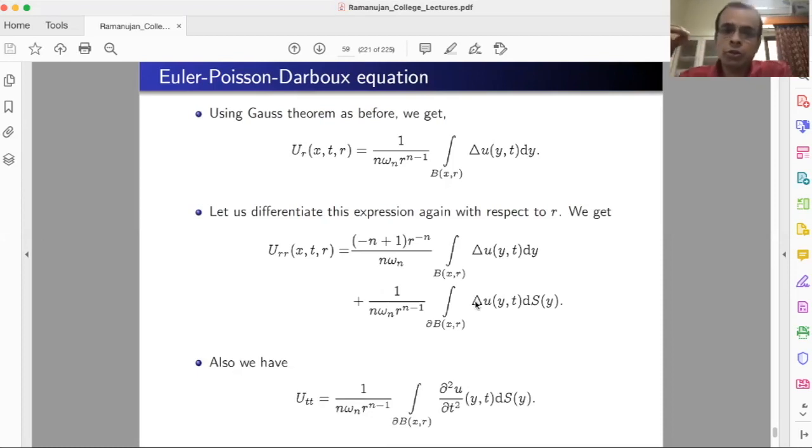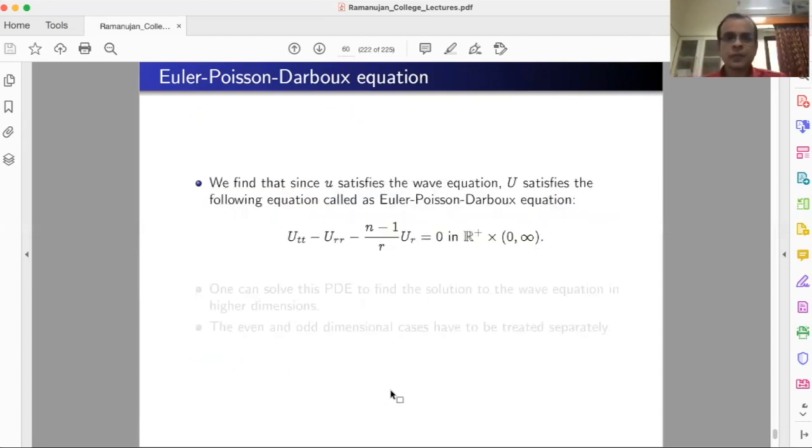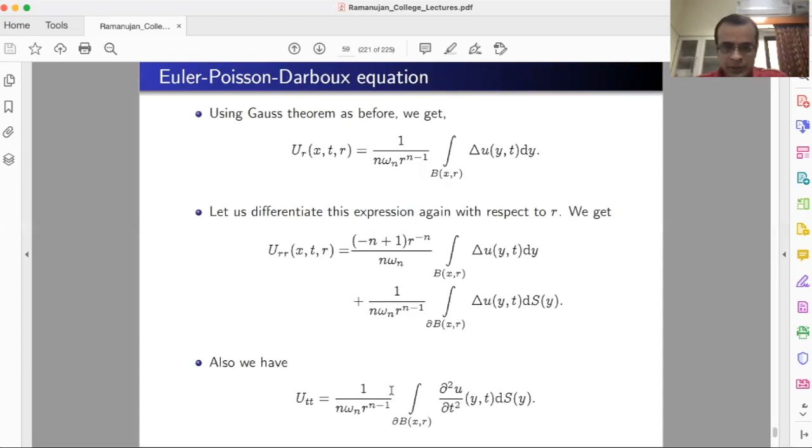Now as I told you, the definition of this big U, T is only a parameter. Therefore, when I consider U_tt, I can just take the differentiation with respect to t inside. So I get exactly d squared U dt squared of y comma t dS of y, times 1 over n omega n r to the n minus 1, which is what we had in the previous case.